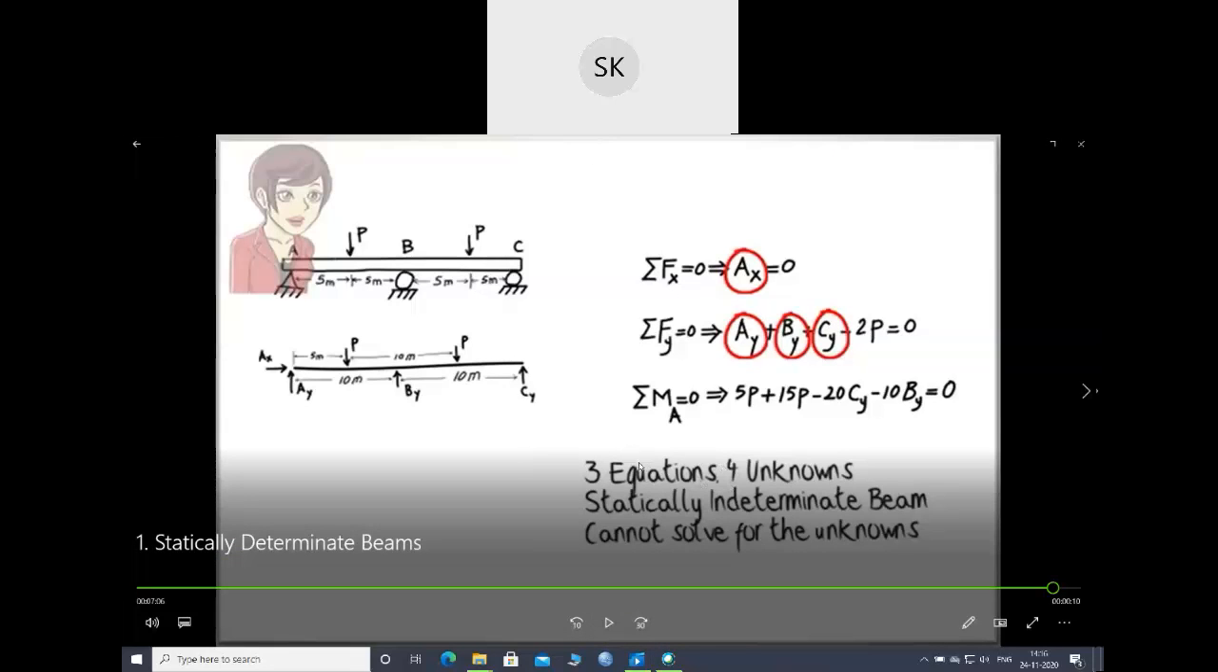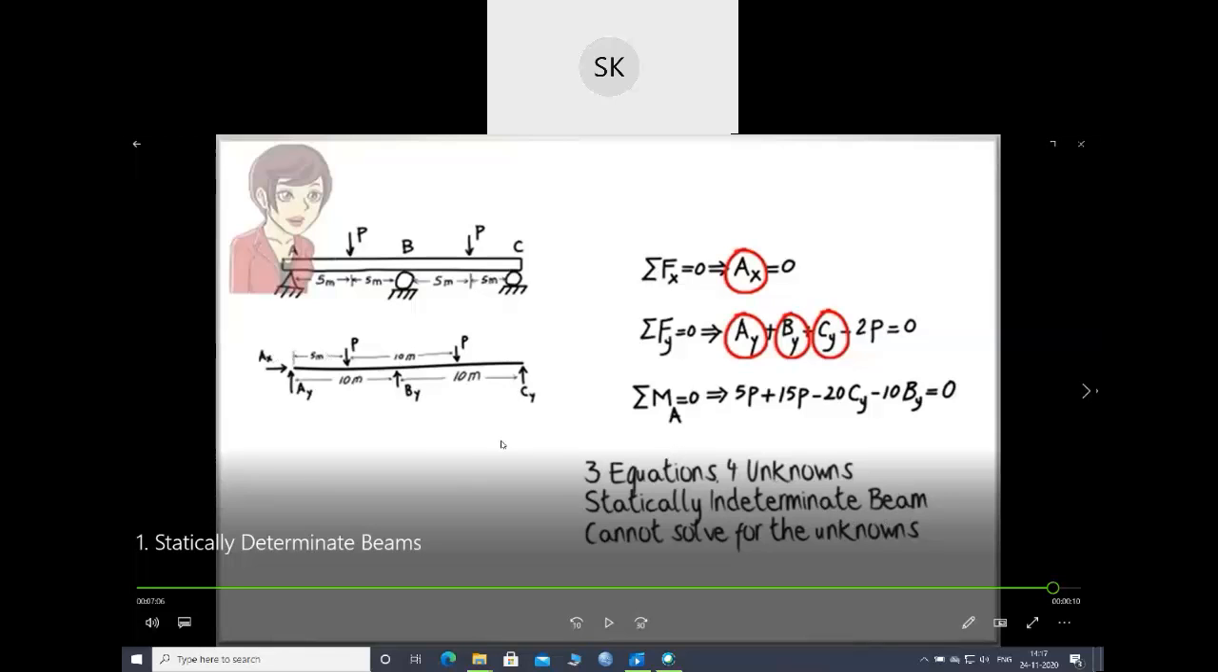So if you see, we have only 3 equations, right? And the unknowns are 4. So we cannot solve this beam. So it is called a statically indeterminate beam. When these 3 equations are sufficient to find the support reactions, it is called a statically determinate beam. But we cannot solve when the number of unknowns is more than the number of equations, so it is called a statically indeterminate beam.